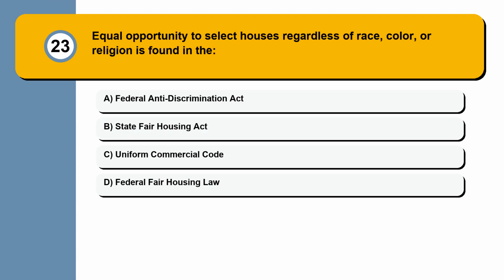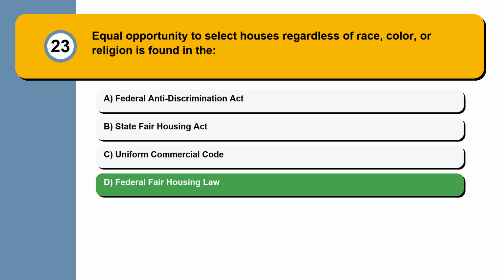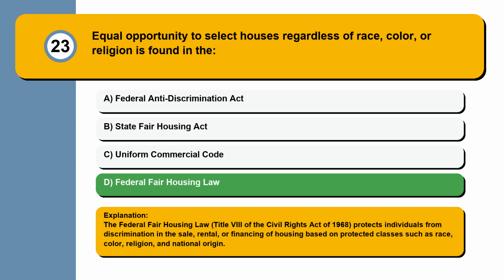Question 23. Equal opportunity to select houses regardless of race, color, or religion is found in the Federal Anti-Discrimination Act, State Fair Housing Act, Uniform Commercial Code, Federal Fair Housing Law. The Federal Fair Housing Law, Title 8 of the Civil Rights Act of 1968, protects individuals from discrimination in the sale, rental, or financing of housing based on protected classes such as race, color, religion, and national origin.